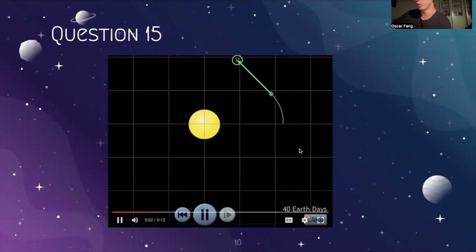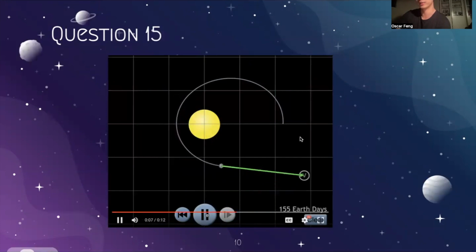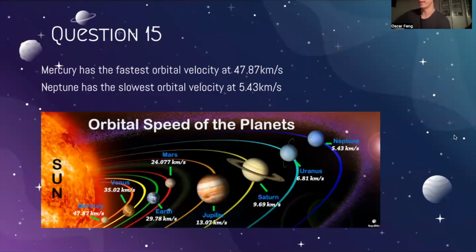In our experiment, we can also notice that the orbital velocity increases as the orbiting body gets closer to the primary body, and vice versa. As such, the planet in our solar system expected to have the fastest orbital velocity would be Mercury, since it lies closest to our Sun, and Neptune would have the slowest velocity as it's positioned furthest away from our Sun, with the exact velocities shown in the slide.